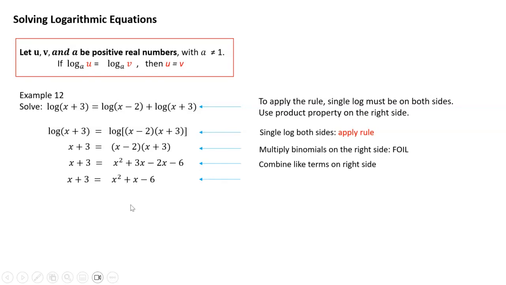Now, every time that you have something squared, we have to let it equal 0 because we have to be able to factor. So I'm going to send the x and the 3 to the right side by subtracting x and subtracting 3 from both sides.